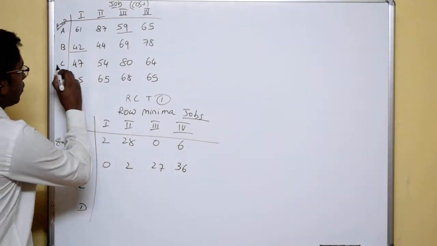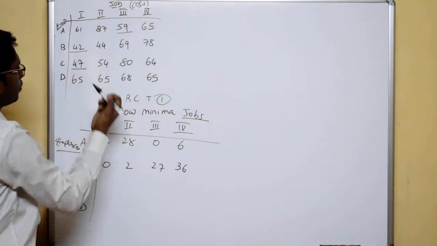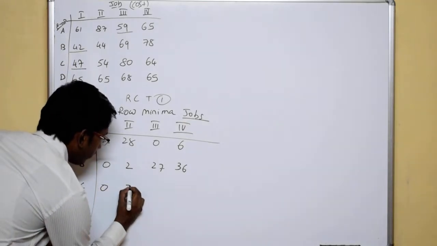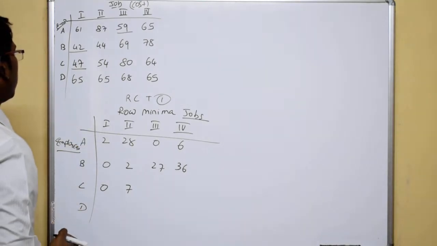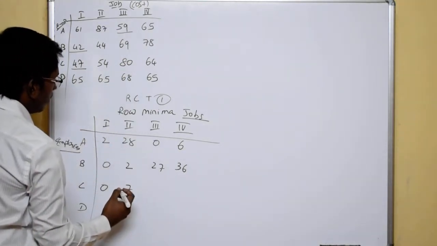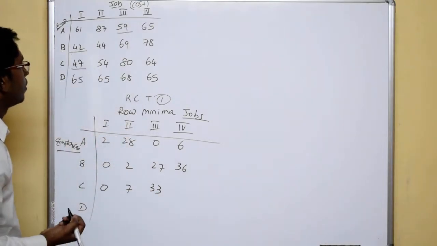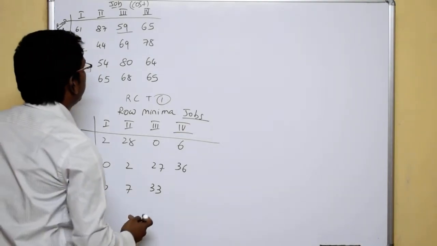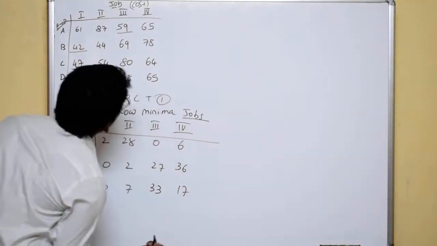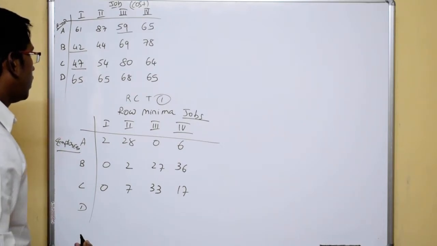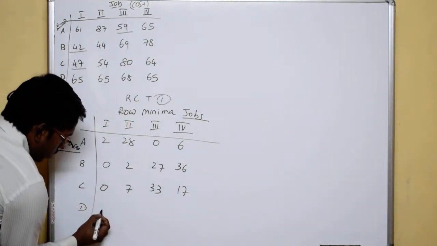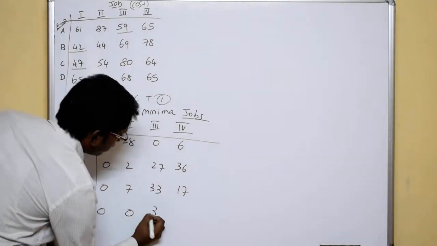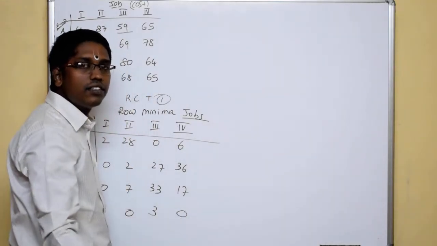Third row, the least is 47. So 47 minus 47 will be 0. This will be 7. 54 minus 47. This will be 33. 80 minus 47. And this will be 57, 67, 20, 17. Let's come to the last one. The least is 65. So 0, 0. This is 68 minus 65 will be 3. This will be again 0.